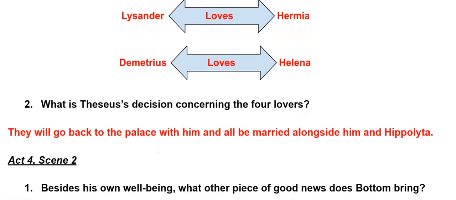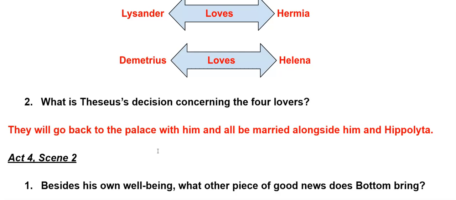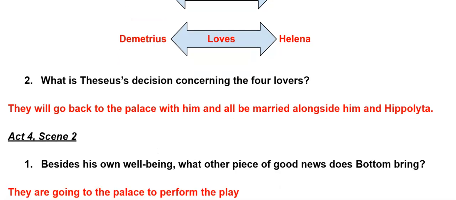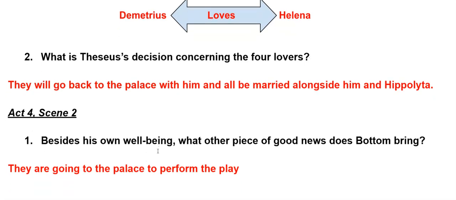Act 4, Scene 2. Besides his own well-being, what other piece of good news does Bottom bring? So remember, at the end of Act 4, Scene 1, Bottom wakes up. He no longer has the head of a donkey, and he goes to find the tradesmen, and he tells them that they are going to the palace to perform the play. Not only have Theseus and Hippolyta gotten married, but also our Athenians have gotten married as well.